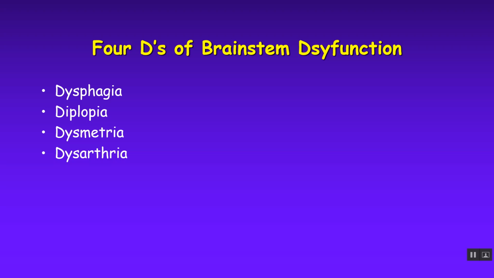The other thing is disassociated sensory loss, where you have loss of sensation on one side of your face and the opposite side of your body. That's another key indicator of brainstem dysfunction. So you could add maybe a fifth D, disassociated sensory loss, face, body, opposite sides. That's another key indicator that you're in the brainstem. You've got a brainstem type lesion.